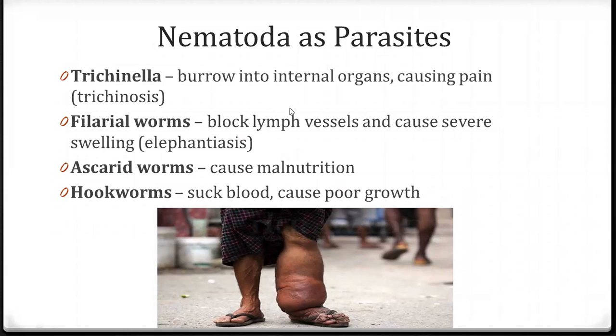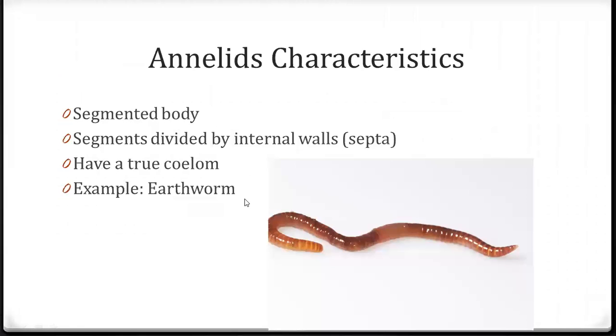Okay, nematodes can be parasites. These are 4 different ones. Trichinella burrows into intestinal or internal organs, and it can cause pain. Filarial worms block lymph vessels and cause severe swelling, like this picture. You can have worms that cause malnutrition, or hookworms suck blood and cause poor growth.